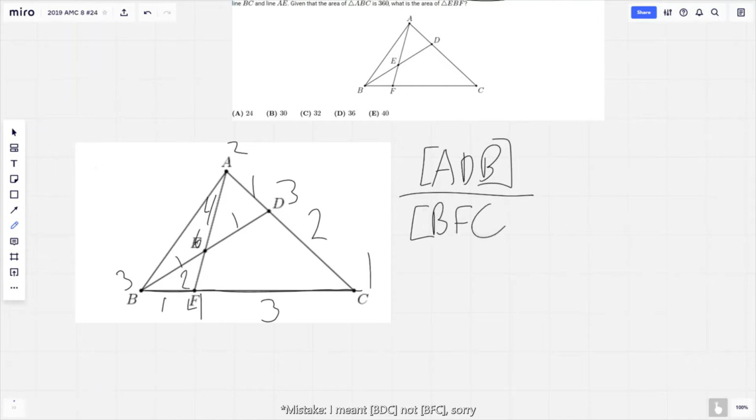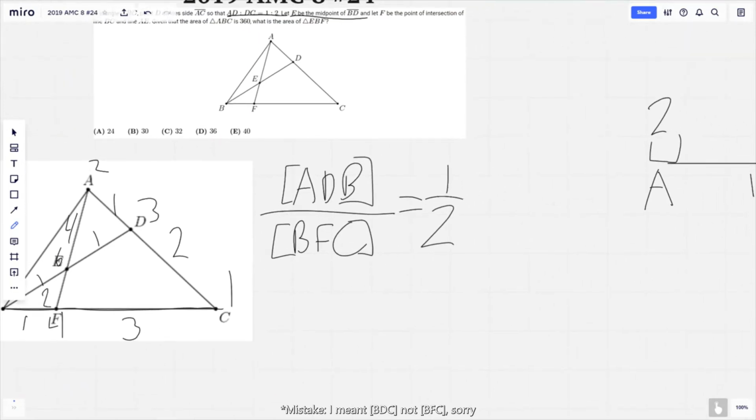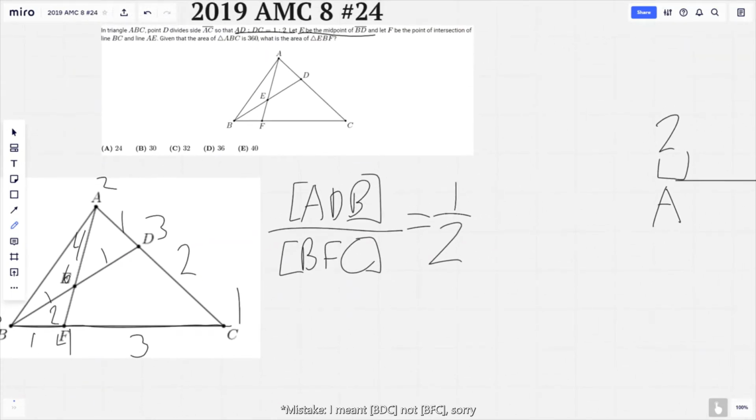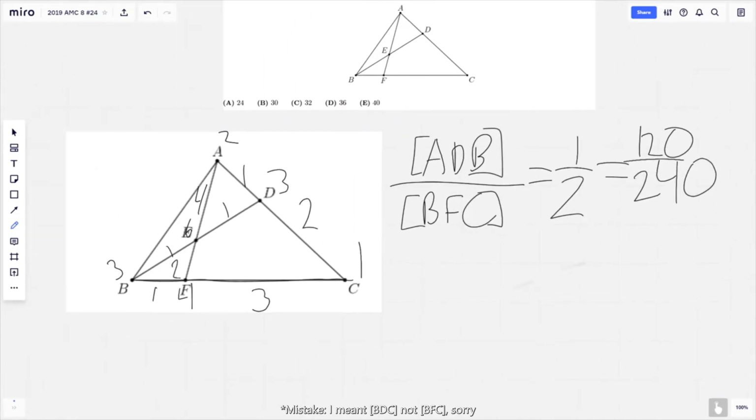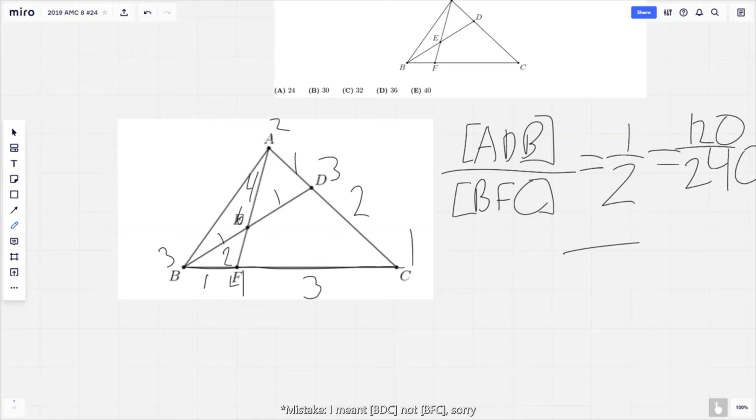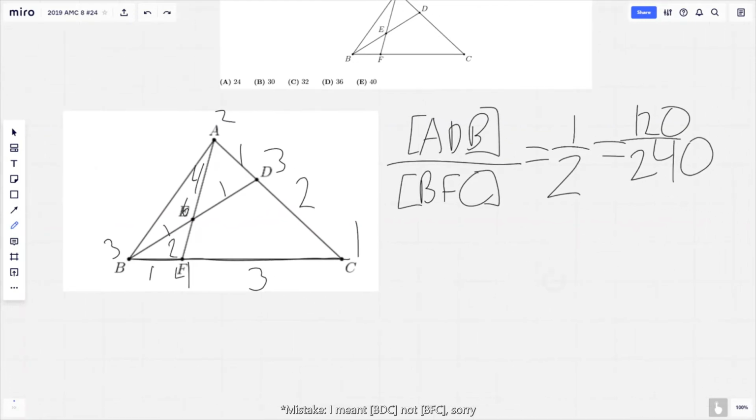So the ratio of ADB to BFC, which is our triangle right here, they're in a ratio of 1 to 2. And we know that these two triangles form the entire triangle, which has an area of 360. So these have to sum to 360 themselves. So we know that the area of triangle ADB is 120. So BFC has an area of 240.